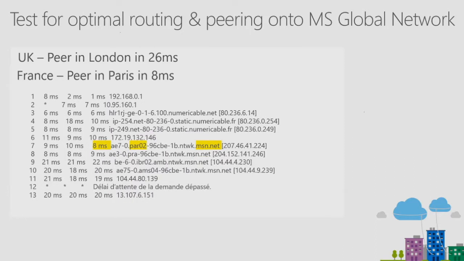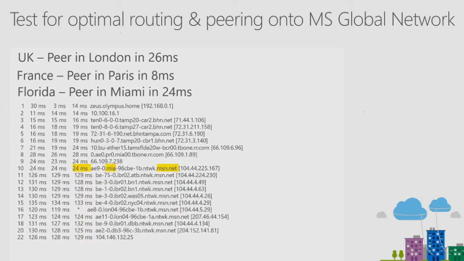So a colleague in France connecting to the endpoint, we can see the same thing happening. Here in hop 7, in 8 milliseconds, and we can see PAR02, Paris. We're on Microsoft's backbone, and then that can be taken to wherever it is in the world. We can actually tell where it's going because the last router name is AMS04, Amsterdam.